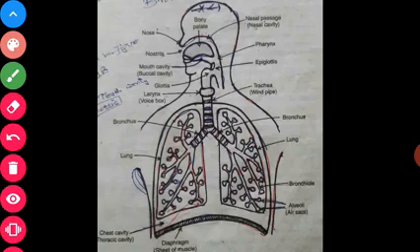Air enters from the nasal chamber into a common entrance for food and air called the pharynx. As I have already told you, this pharynx that is shown here in the diagram is the common passage for both air and food. From here air enters the front pipe called the windpipe, that is also known as the trachea, as shown in the structure here.